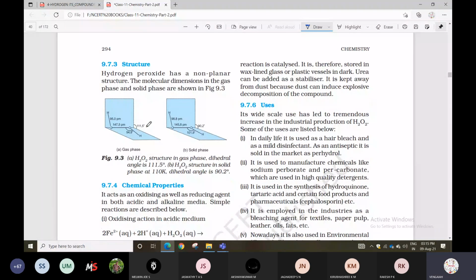The first one is the gaseous phase, the next one is the solid phase. The only difference is the bond angle. The gaseous phase has a bond angle of 0.5 degrees, and in the solid phase the bond angle is only 90.2 degrees. Okay? This is the open book structure.